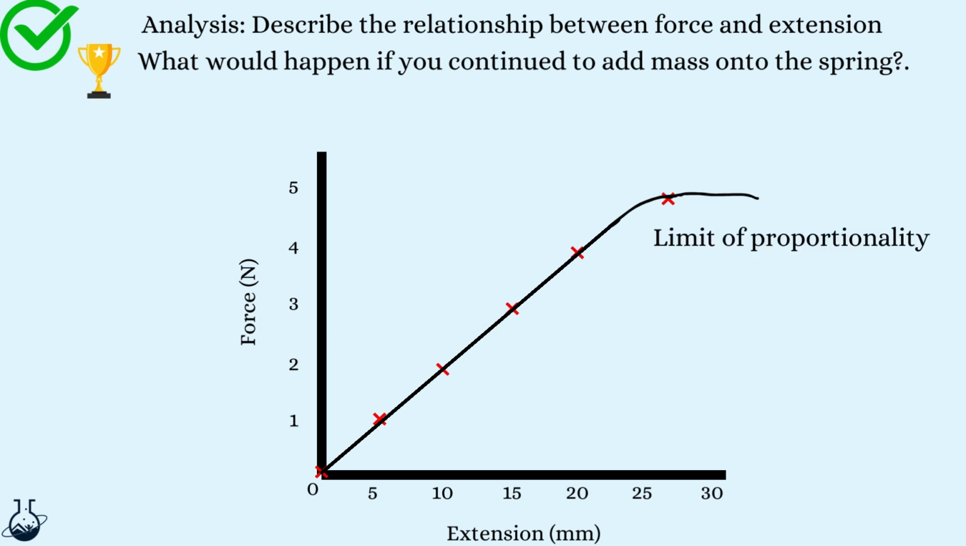This point is called the limit of proportionality. The clue is in the word. We have reached the limit where the relationship is no longer increasing with each other. They are no longer proportional. Here we've gone beyond the elastic limit, so the spring has become permanently deformed. It does not spring back to its original shape.